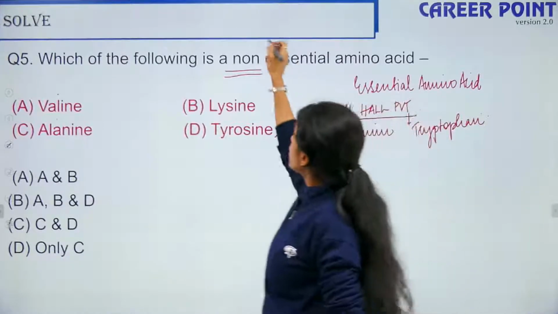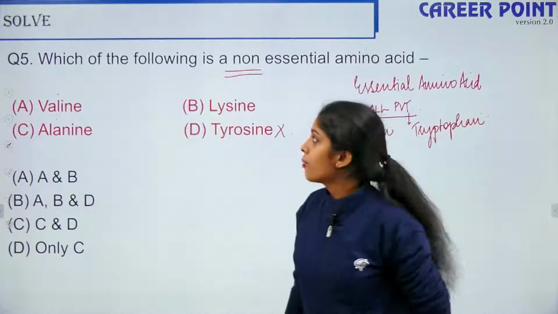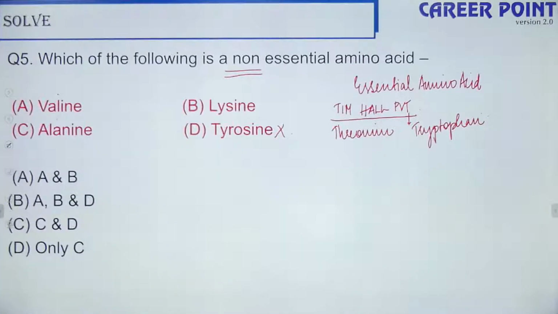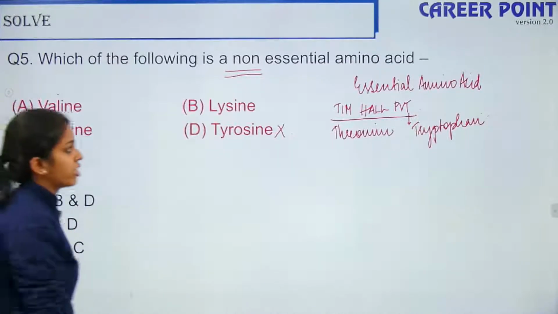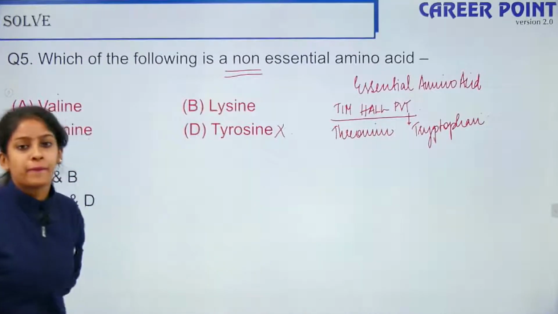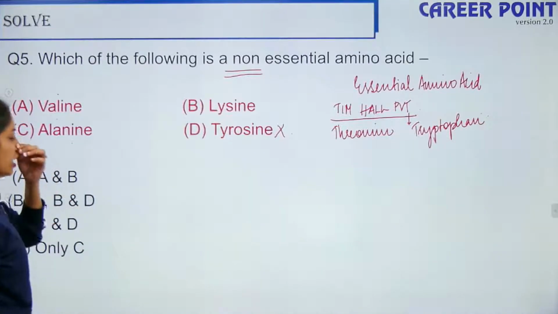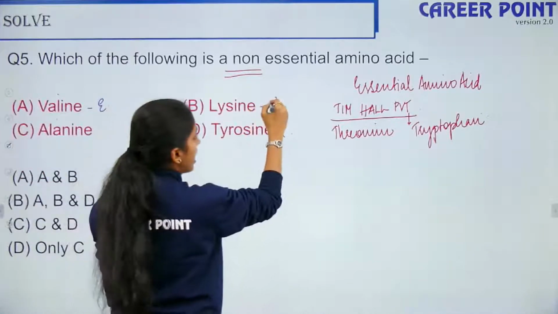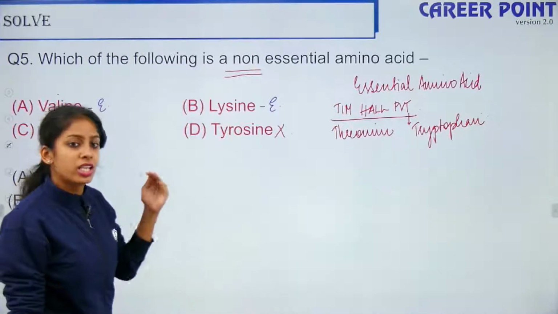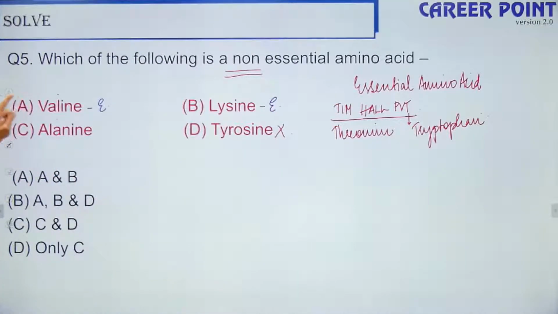So now tell me which is a non-essential amino acid. Come on, quick. So question number 5. You say C, so alanine and tyrosine are non-essential. What does A stand for? Valine is an essential amino acid. Lysine is also an essential amino acid. Lysine and leucine both are essential amino acids. They are asking for a non-essential amino acid.